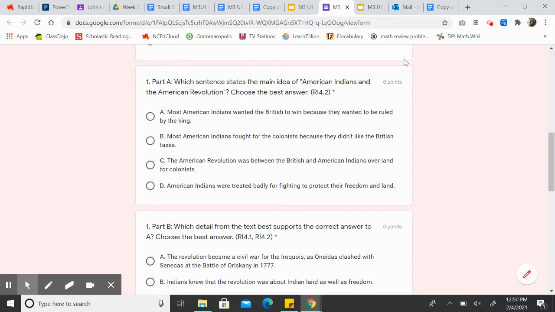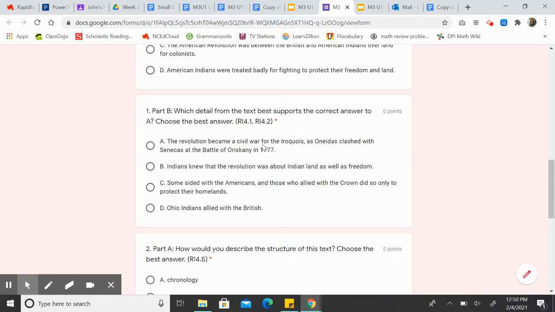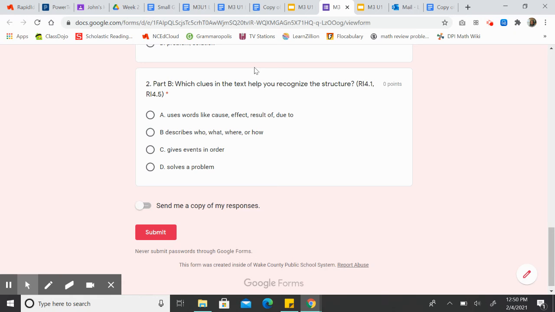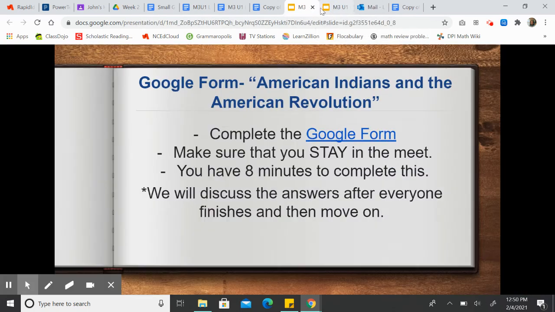Guys, you have to pay attention. You have got to understand. Main idea is what the text is about, what the author wants you to understand from it. And details to support that are things that prove the main idea. So whichever one you choose here as the main idea sentence from American Indians in the American Revolution, this has to prove it. Okay? And then you need to tell me, is it chronology, comparison, description, or problem solution? And how do you know that? If you can't remember this, friends, look back in your module workbook on pages 9 and 10 for all of those clues about text structure. Submit that when you get done.